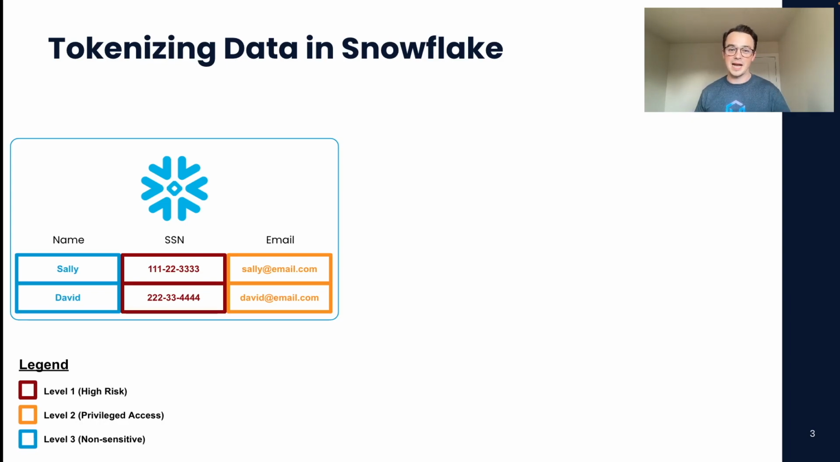And finally, we have email address, which we're considering level 2 data because some people in your business will need access to this so that they can contact that customer or contact that user. But other people in your business won't need access to that information at all.